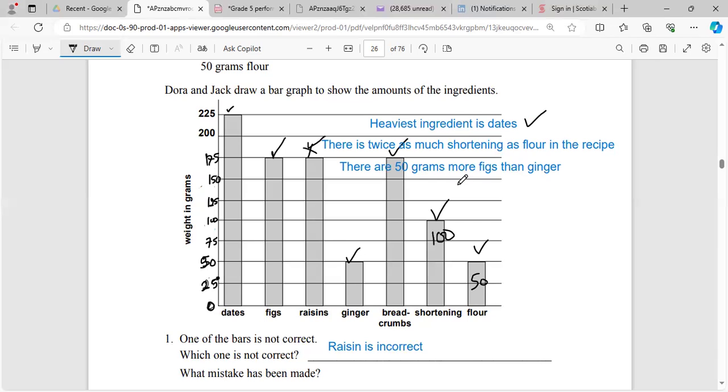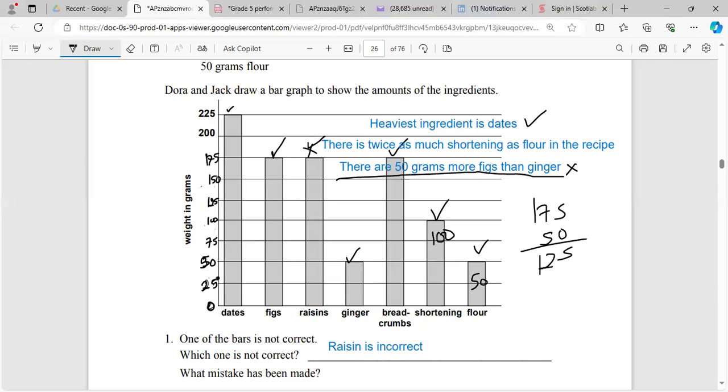There are 50 grams more figs than ginger. 50 more grams. Let's just test it out. So we have 175. That's the fig. Let's see what it is for ginger. Now for ginger, it's 50. So the difference is not 50. The difference would be 125. So that's the incorrect one. So this would be our answer.